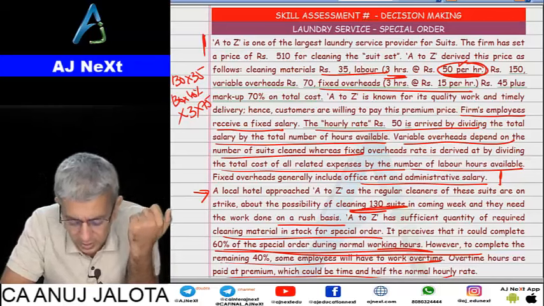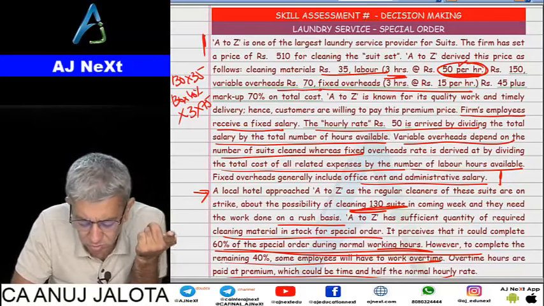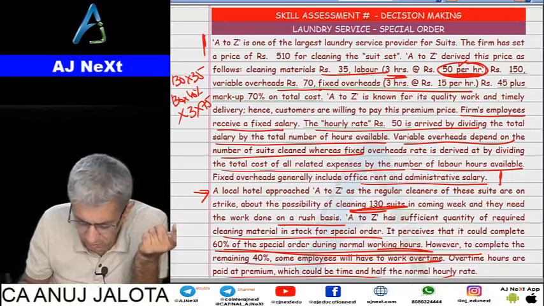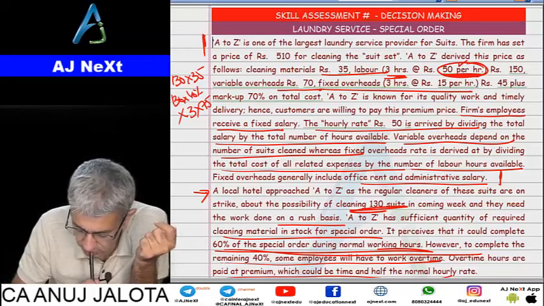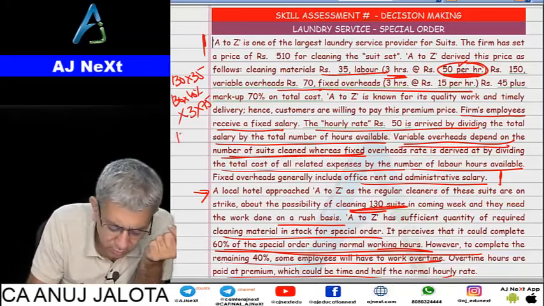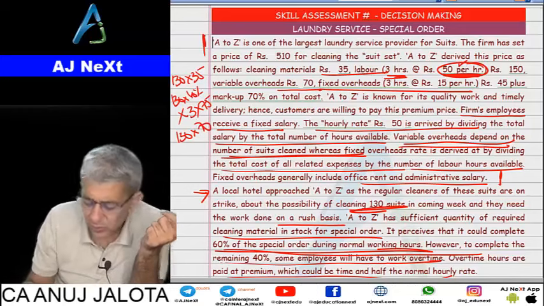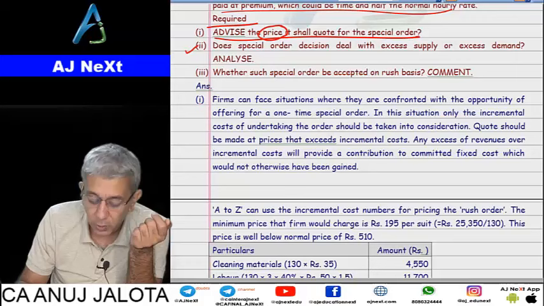Then variable overheads is 70 per suit, I think. Correct, no? I think variable overheads was given to you somewhere also. See, it is given to you somewhere. Yeah, variable overheads depend upon the number of suits cleaned. So therefore, 130 into 70. You calculate these things and you divide that by 130 suits. You will be able to get your incremental cost.